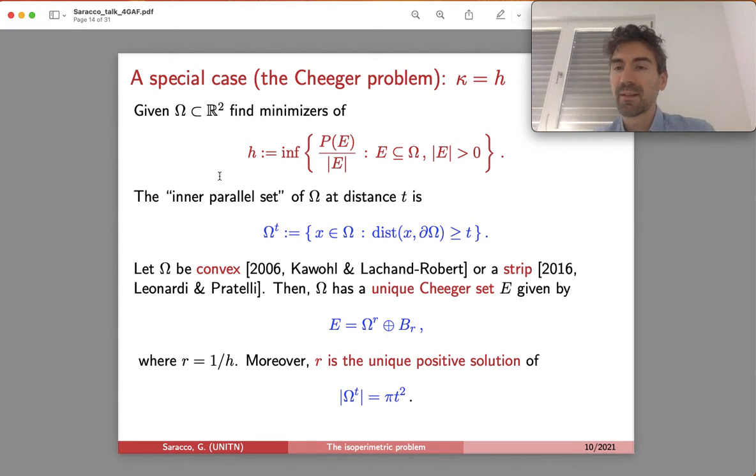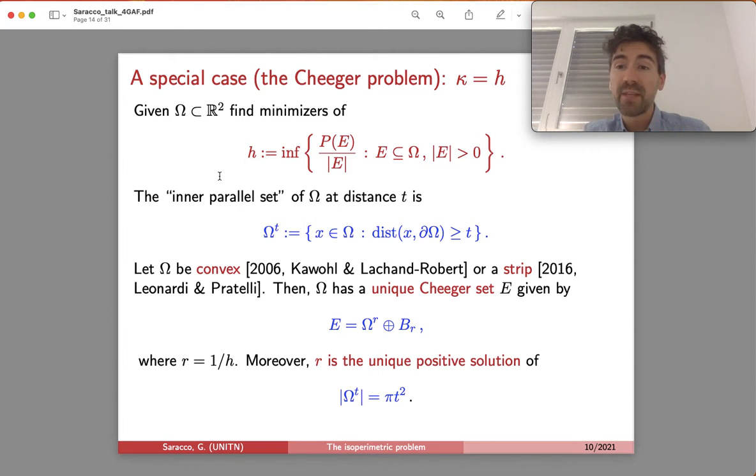That is, in other words, you take the union of all the balls of radius r contained in omega. This is exactly the same thing as saying you take that Minkowski sum. It's the union of all the balls of radius r, where r is the inverse of the Cheeger constant. Okay, so if you know the Cheeger constant, we know who the minimizer is. It's the union of all the balls with curvature the Cheeger constant.